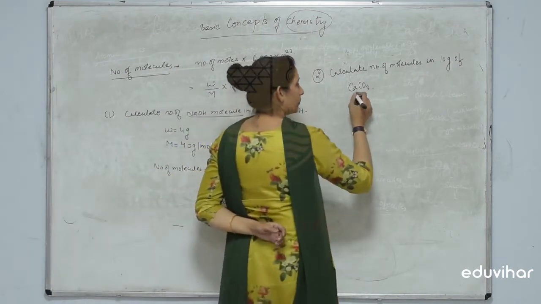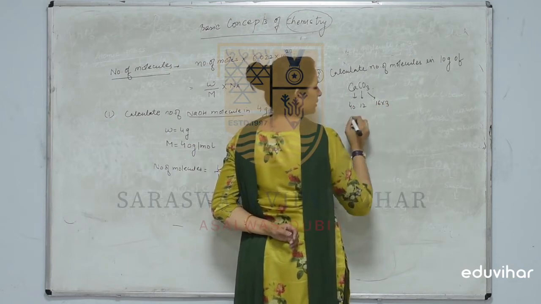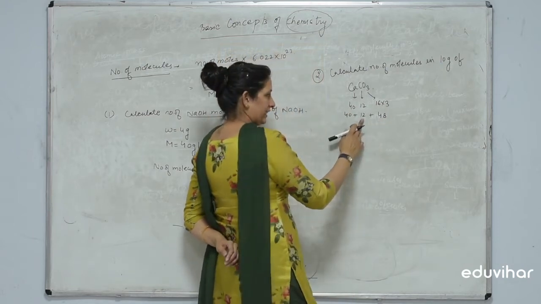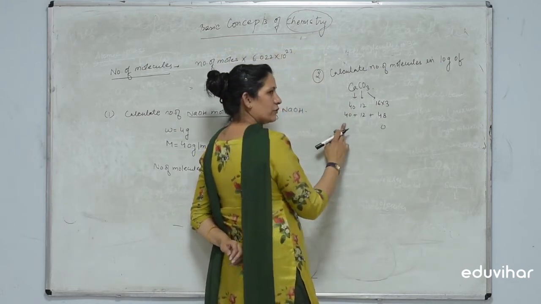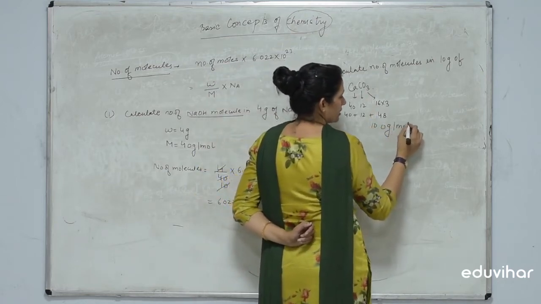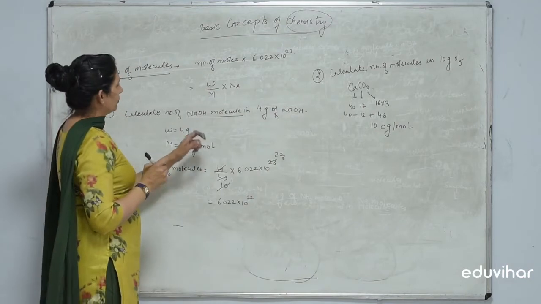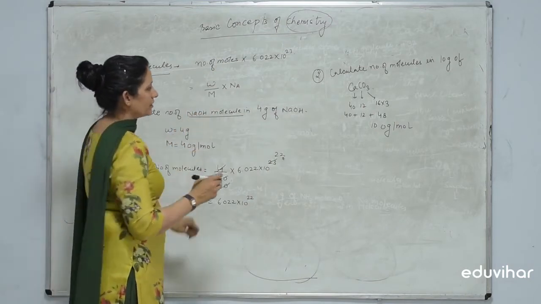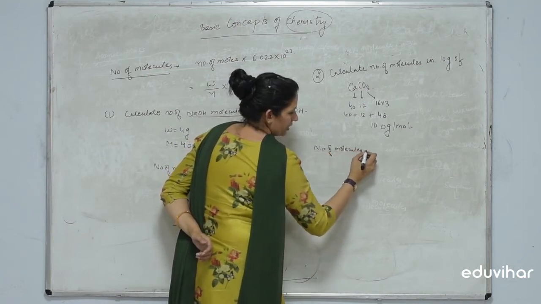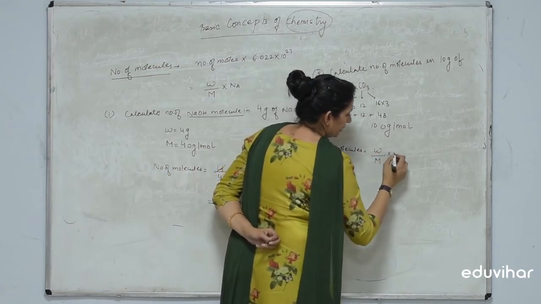Calcium has atomic mass 40, carbon has 12, oxygen has 16 multiplied by 3. This is 48 plus 12 plus 40, which is 100. This is the molar mass, 100 gram per mole. We have to find the molecules. The formula is: number of molecules is equal to given mass, that is W, divided by molar mass, multiplied by NA.